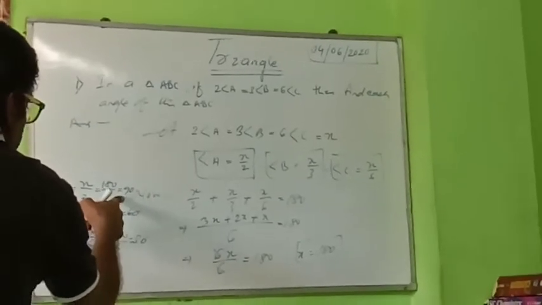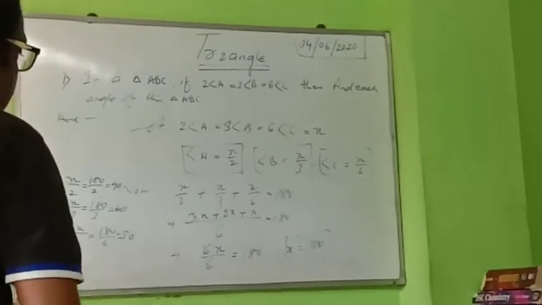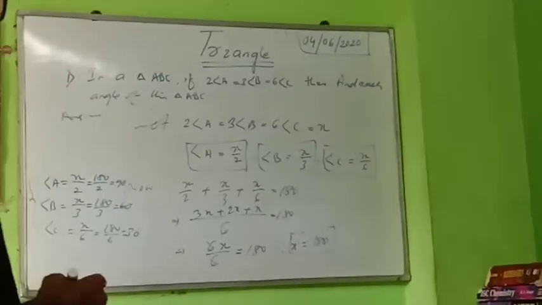Since one angle is 90 degrees, it is a right angle triangle. That means ABC is a right angle triangle having one angle 90 degrees, the other two angles 60 degrees and 30 degrees. This is the way of solving question number 1. Let us go to number 2.